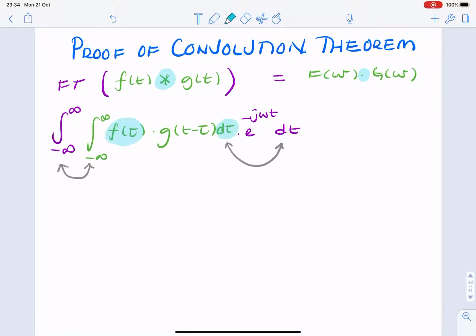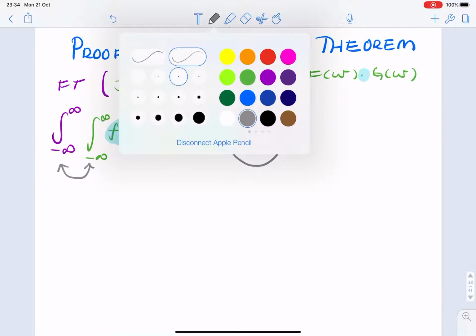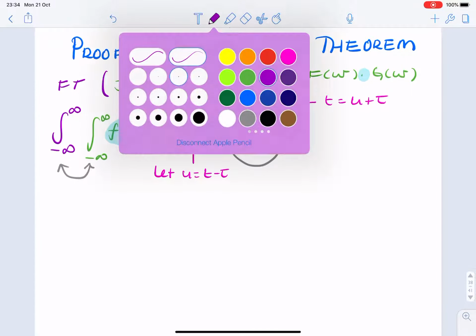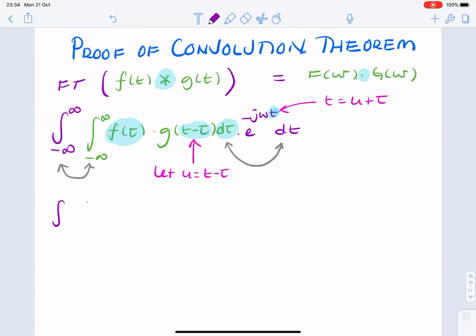And I could also apply a change of variable here. I could say something like, let u equals t minus tau. So this t would be u plus tau. So I can now rewrite the integration as something like this. I'll leave out the limits for now, just to keep it simple.